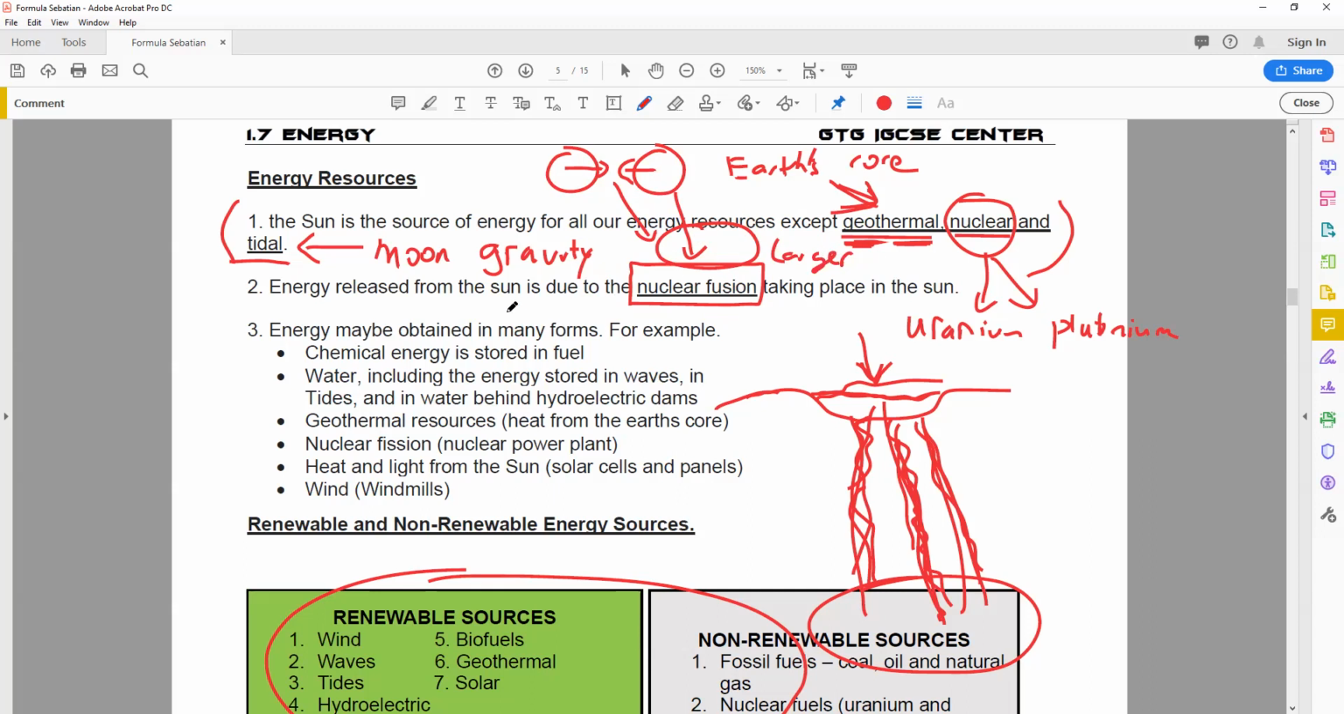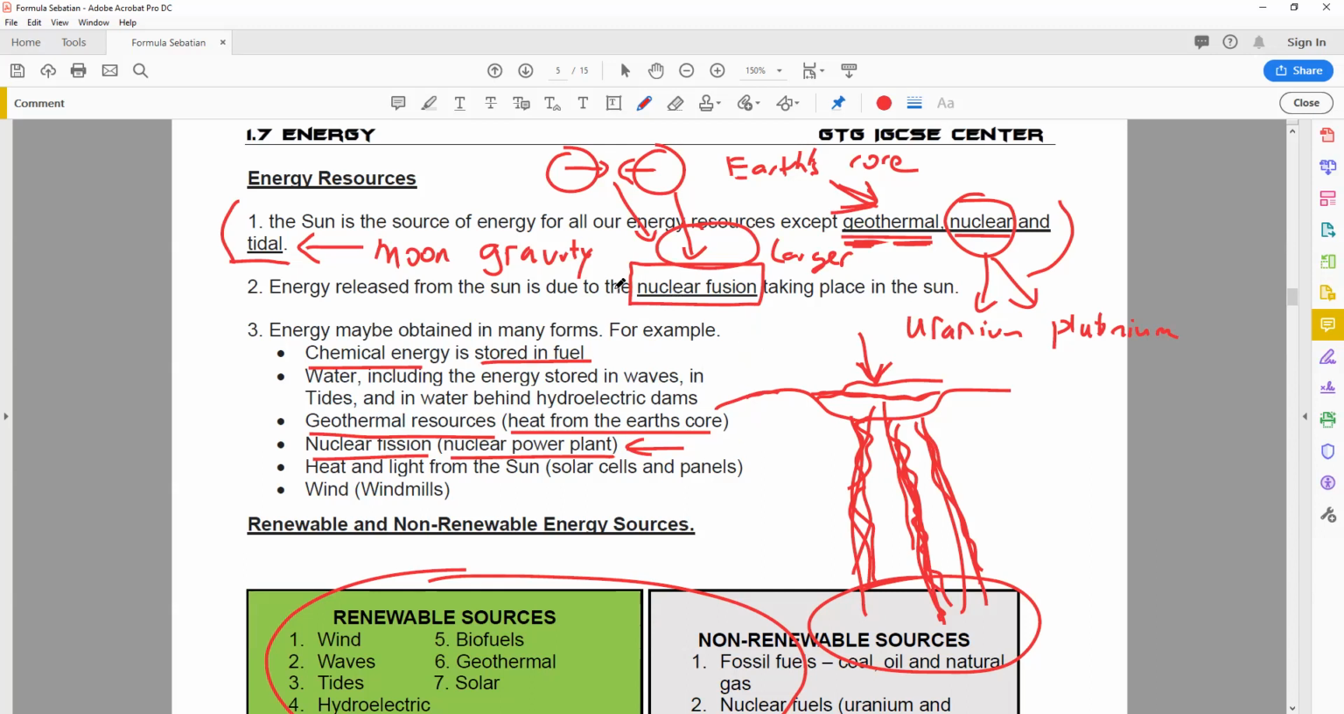Right. Then from here, energy may be obtained in many forms. For example, chemical energy stored in fuel or batteries, water, including energy stored in waves, tides, and in water behind dams, geothermal resources such as the heat from the Earth's core, and nuclear fission. Nuclear fission is the one that is responsible for all the nuclear power plants. Do not confuse it with these two things. They are not the same. In fact, they are the exact opposite.